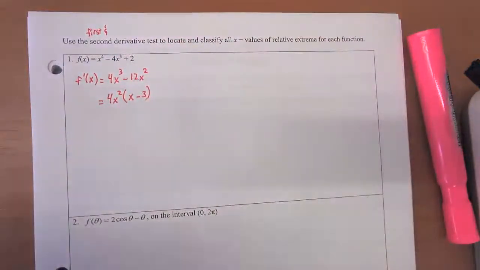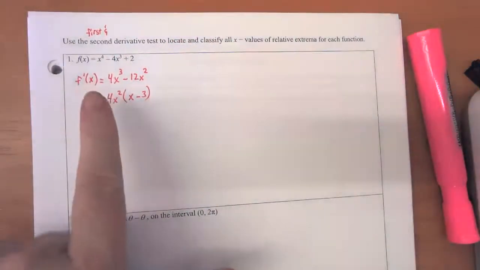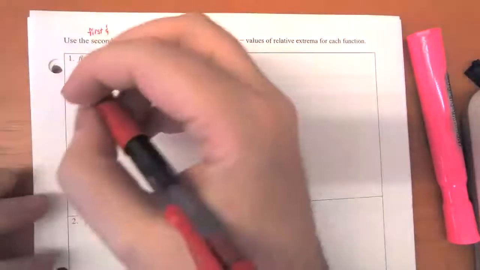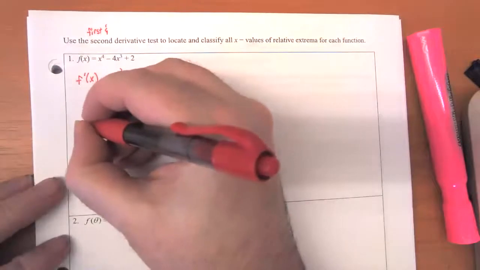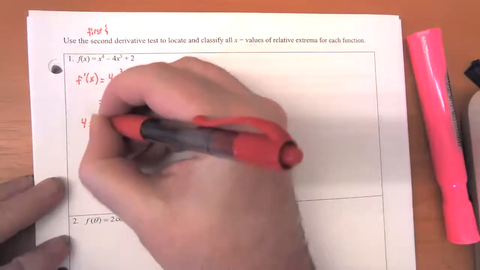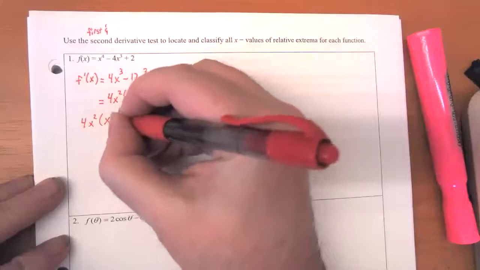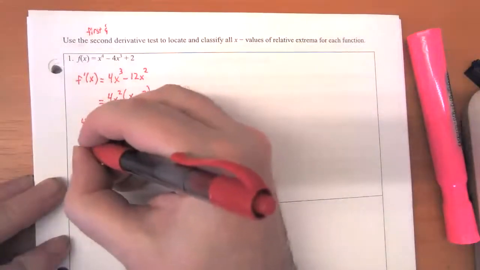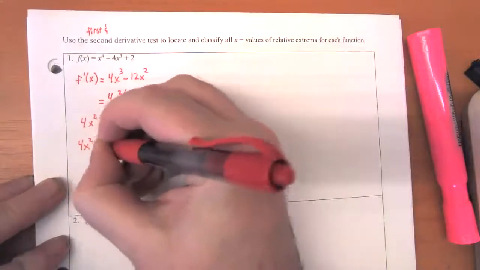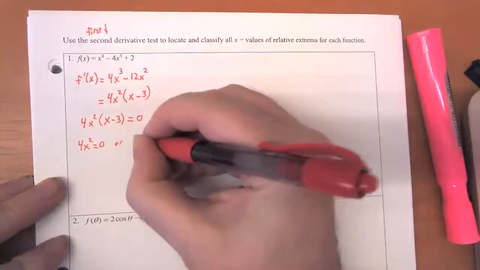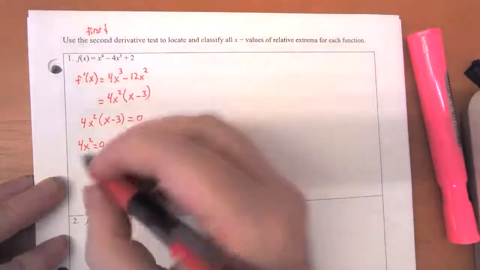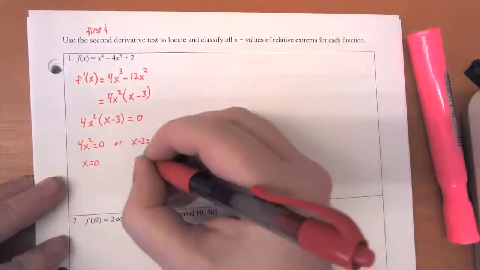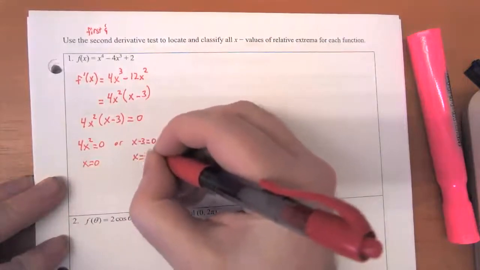All right, so now that I've found the first derivative, I want to figure out where it's equal to 0, because those are all of my potential candidates for relative extrema. So 4x squared times x minus 3 is equal to 0. All right, so that's true when either 4x squared is equal to 0 or x minus 3 is equal to 0. 4x squared is equal to 0 when x is equal to 0, and x minus 3 is equal to 0 when x is equal to 3.